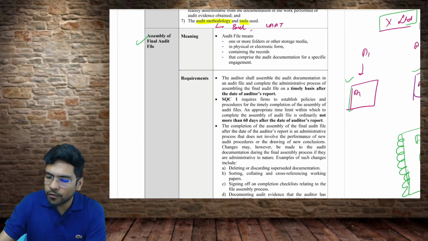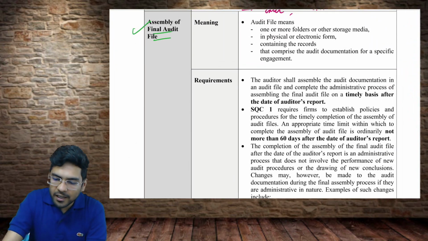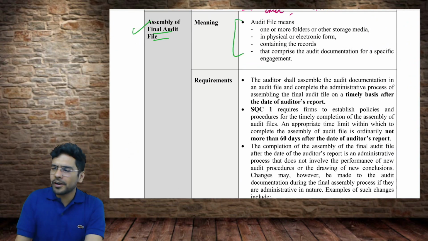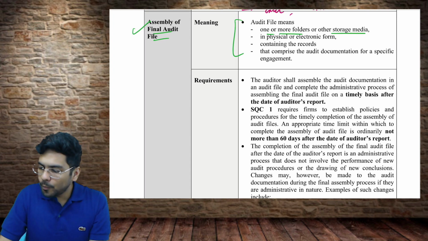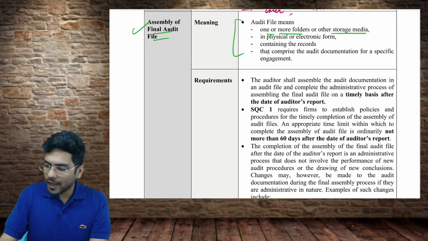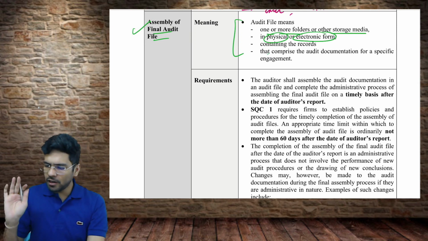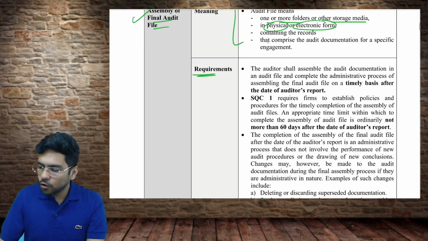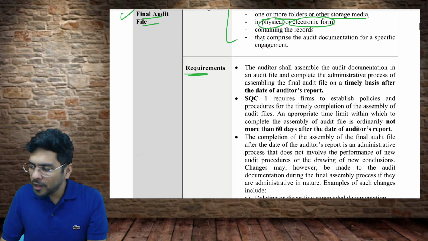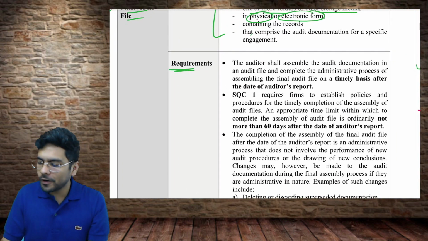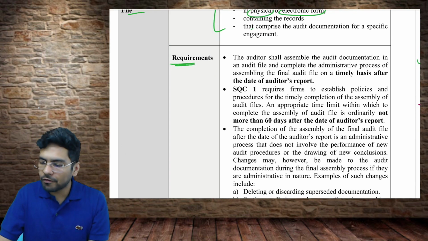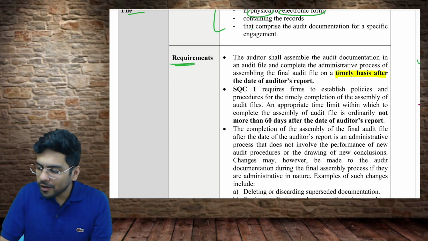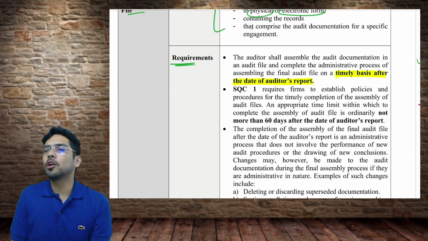It says assembling of final audit file. So this is the meaning of audit file. I told you, can it be one or more folders? Can it be on a storage media, pen drive? That means it can be physical or it can be electronic also. Anyway, so what is the requirement? It says the auditor shall assemble the audit documentation in an audit file and complete the process of assembling the final audit file. What is the word given? On a timely basis after the date of auditor's report.